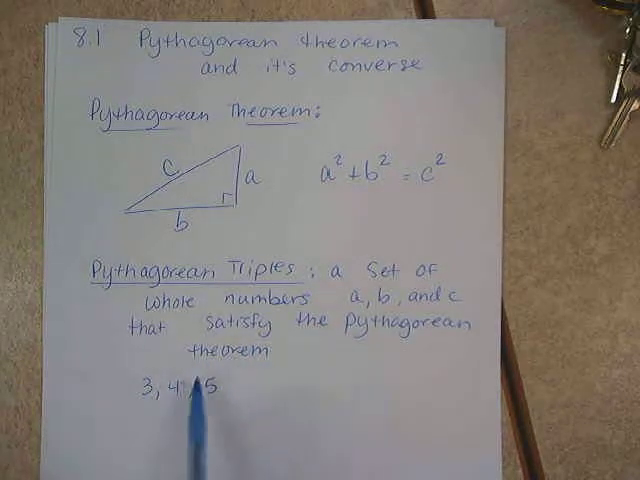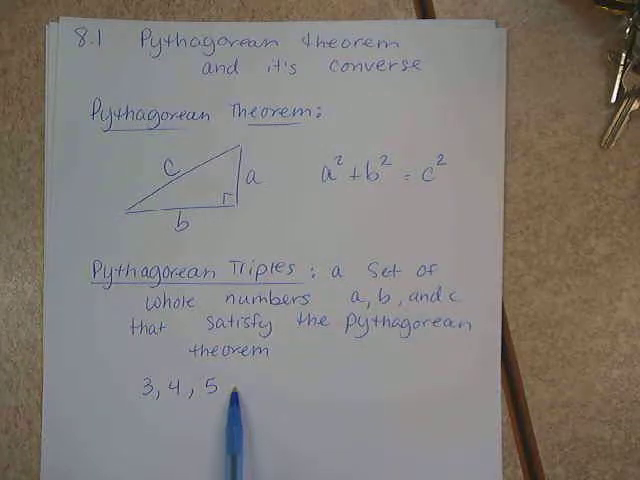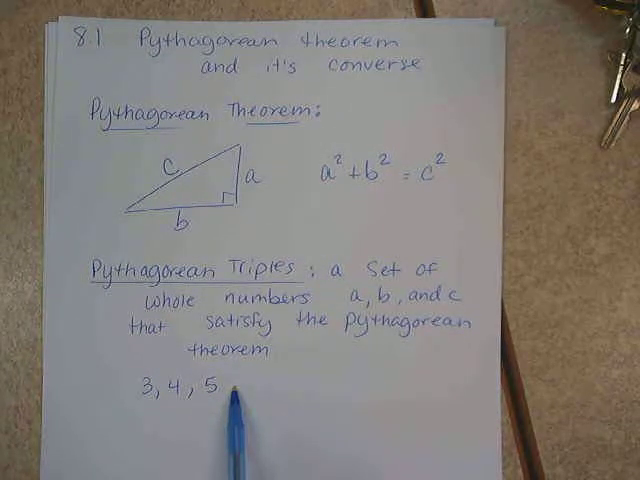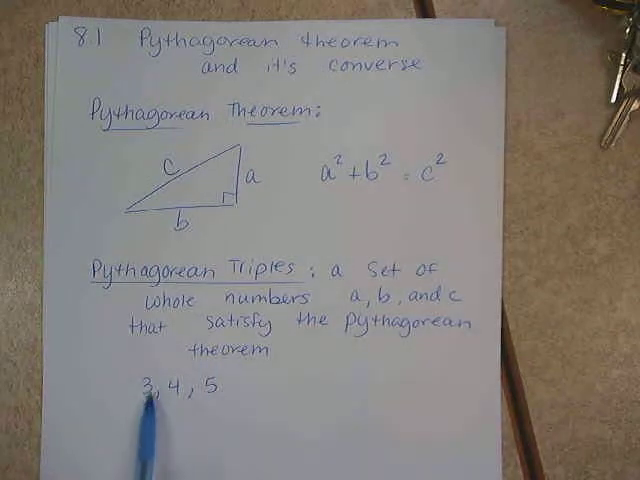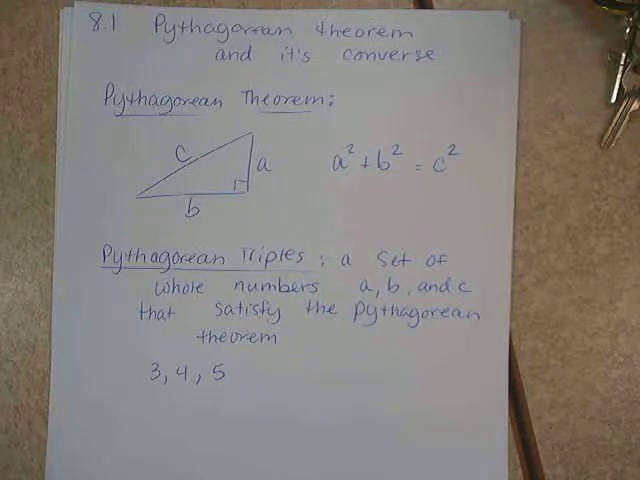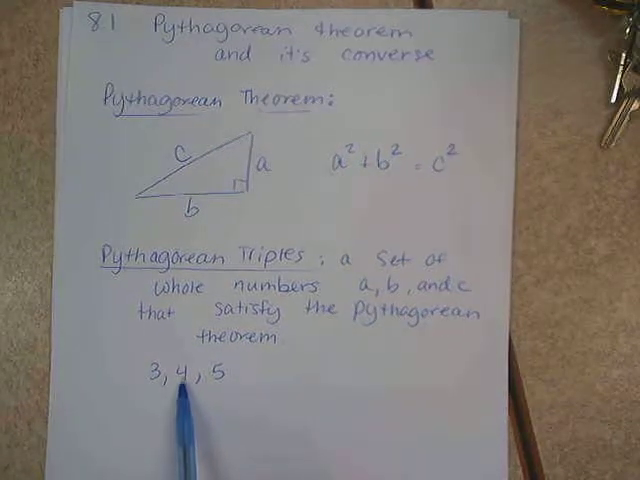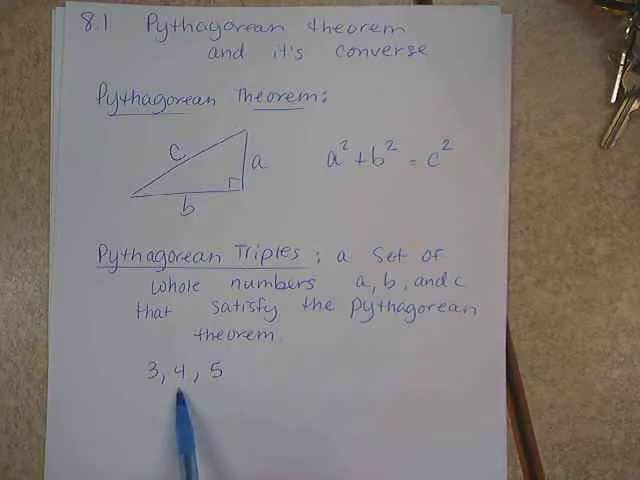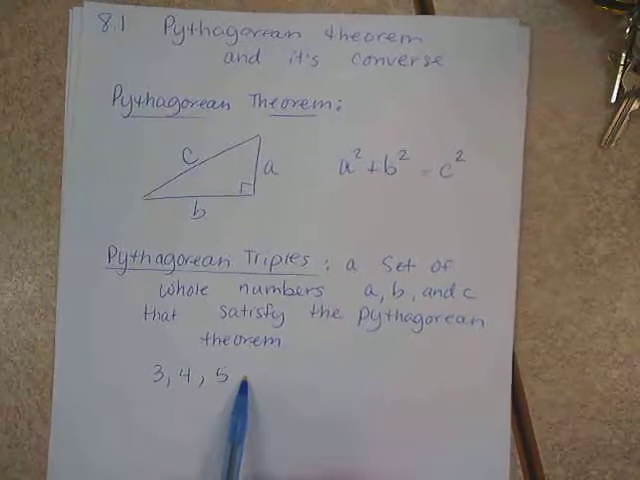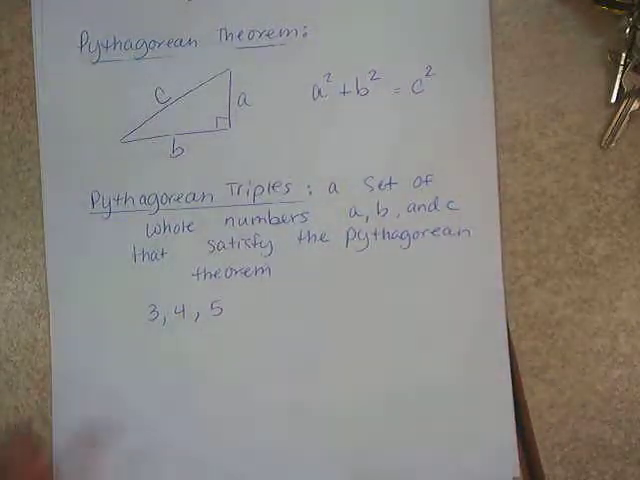The nice thing is if you recognize multiples of those, for instance, if I double each of these, 6, 8, and 10 is a Pythagorean triple because it's just twice as big as each side. Okay, so it would still work. So if you recognize those three together or a multiple of those three, for instance, if I know my sides are 3 and 4, I don't have to plug them into the theorem to know that my hypotenuse is 5, right?